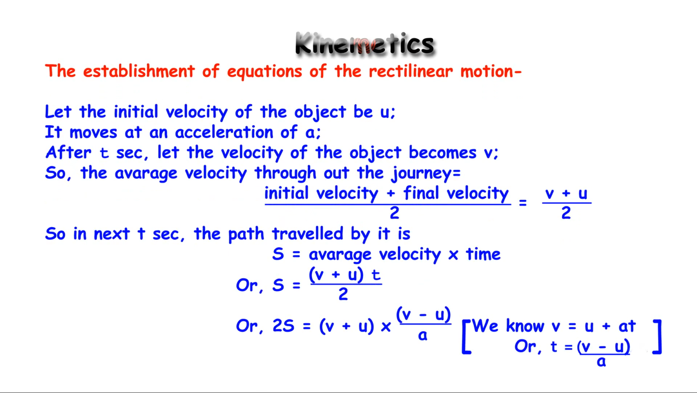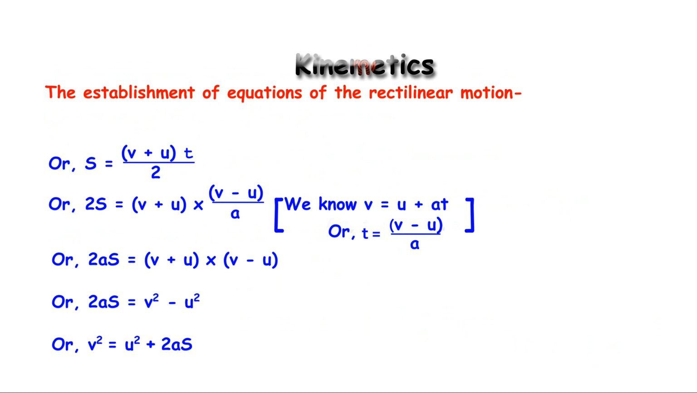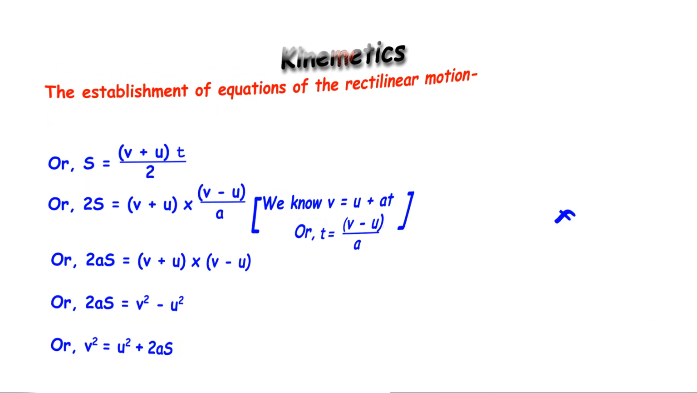But we know that v equal to u plus at. So finding t equal to v minus u by a, we are replacing the value of t in that equation. We get 2s equal to v plus u into v minus u by a. So simplifying the total factor, we get v squared minus u squared equal to 2as. So v squared equal to u squared plus 2as.